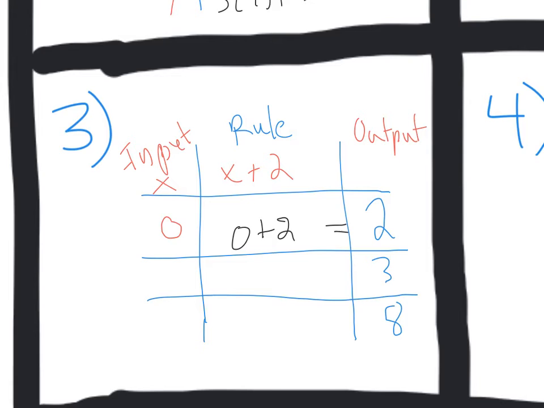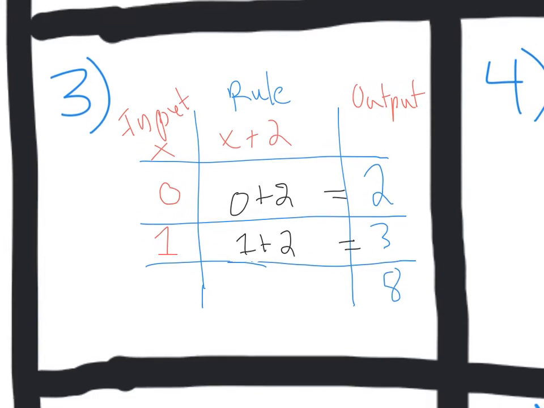Let's go down to the next one. We've got x plus 2 equals 3. So what number plus 2 equals 3? Well, we can erase that x and replace that x with just 1, right? Because 1 plus 2 equals 3. So your input should have been 1.